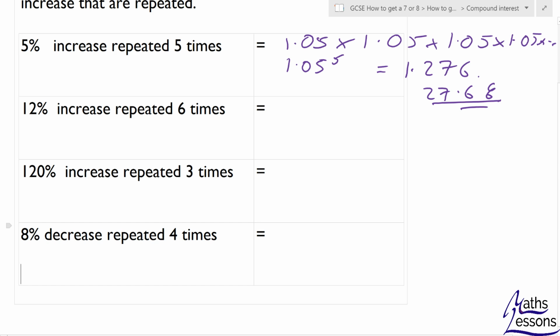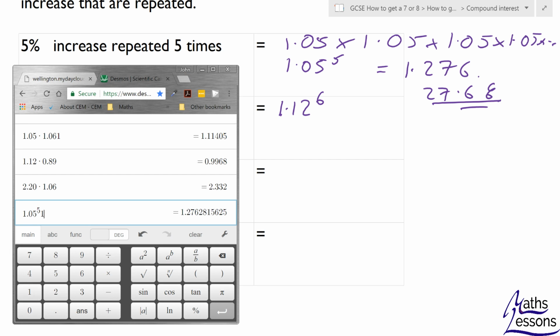Okay, I'll go through the 12% increase quickly, which is the same as a 1.12 to the power of 6. I know this next one's causing some problems with both my students, so we'll have a look at that in more detail. So we've got 1.12 to the power of 6, which gives me 1.97.